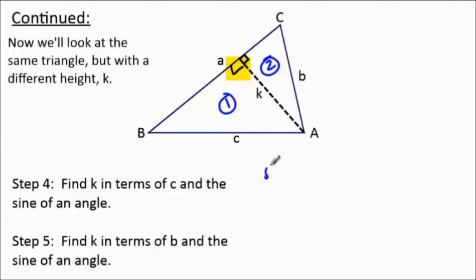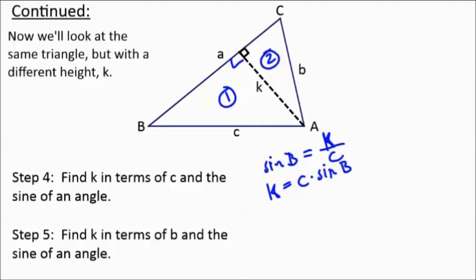So the sine of B has to equal, with respect to B, the opposite side is K, and the hypotenuse is C. And so K, which is the height, is equal to C times the sine of B. Okay, again, that's multiplying both sides of this first line by C.